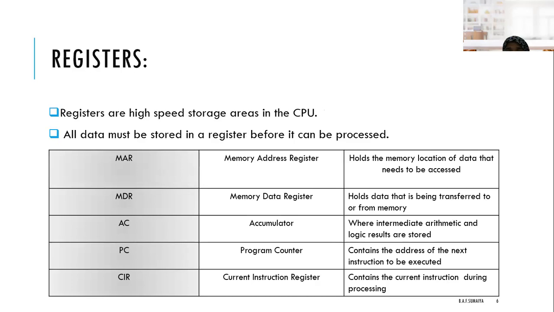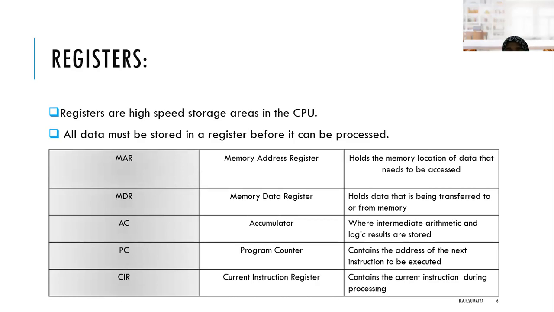And third is the registers. Registers are high-speed storage areas in the CPU. It is the smallest memory and fastest memory. All data must be stored in a register before it can be processed.